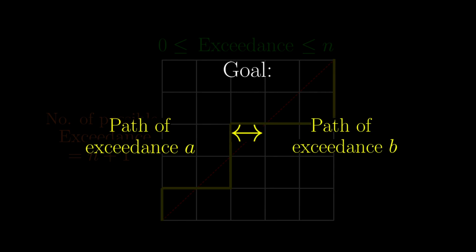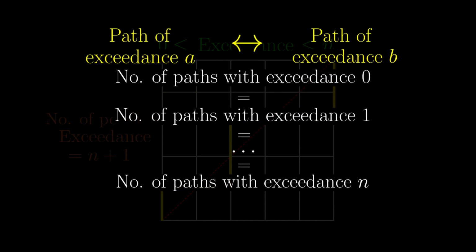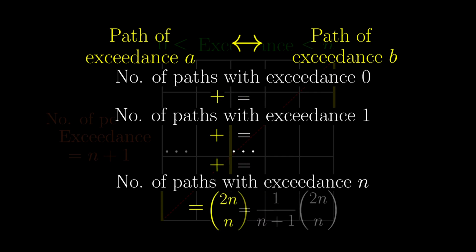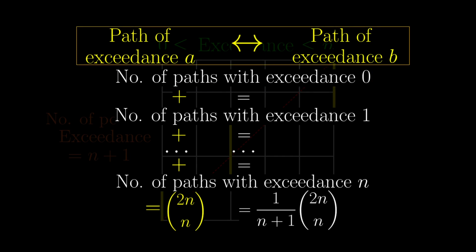Then since all exceedances have the same number of paths and there are altogether 2n choose n of them, the number of paths with any exceedance will be 1 over n plus 1 of that, including that of exceedance 0, which is what we are looking for because that means no steps are above the diagonal. But now we want to find the bijection that can make everything work.